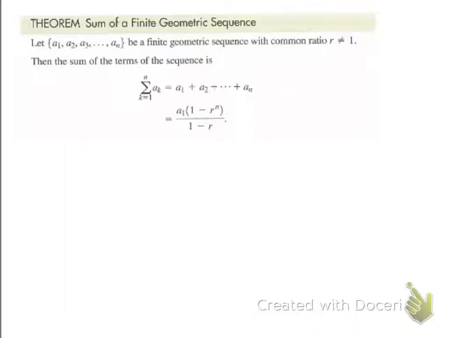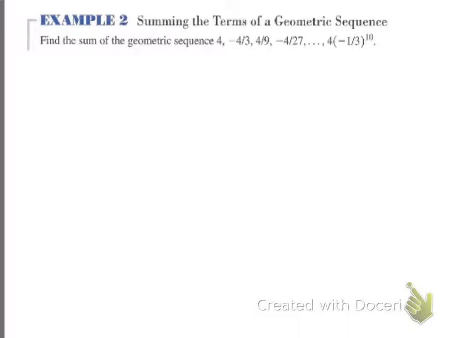If you've got the sum of a finite geometric sequence, again, we're going to use our sigma notation. Here's the formula, and that's fine, but when we get to this, we're going to use our calculator. Let me show you. It says find the sum of the geometric sequence, and then they give it to us.